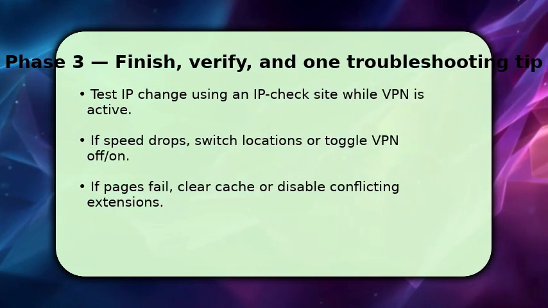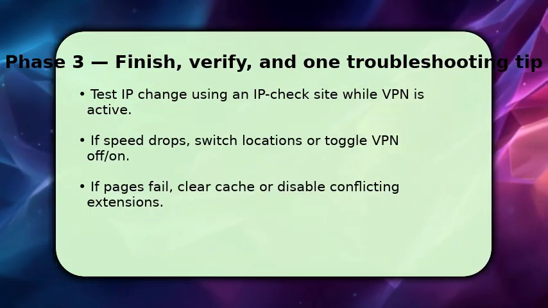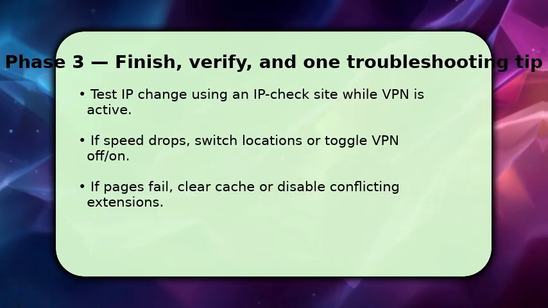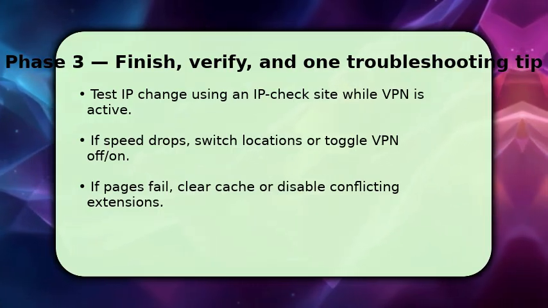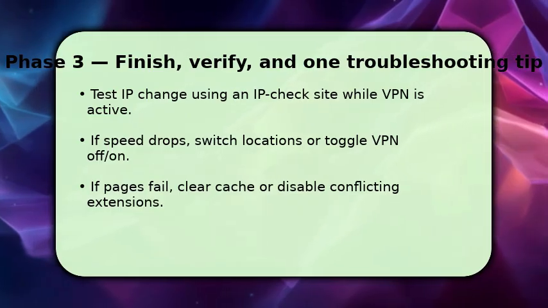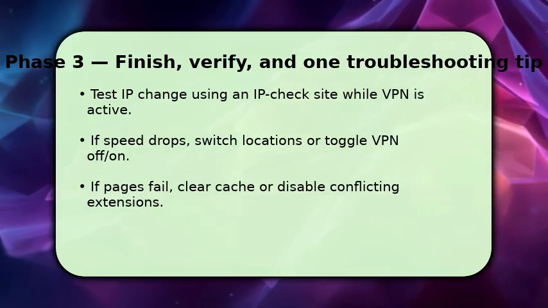You finish by testing that your IP changed. Open an IP check site while the VPN is active and verify location and IP differ. If speeds drop, switch to another virtual location or toggle the VPN off and back on. This often refreshes the tunnel.